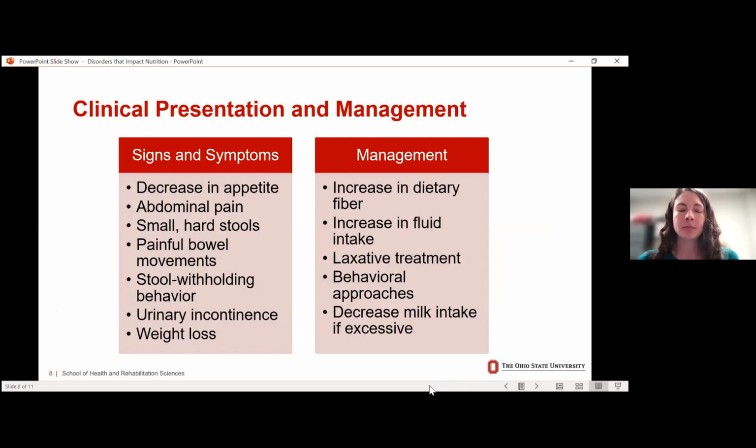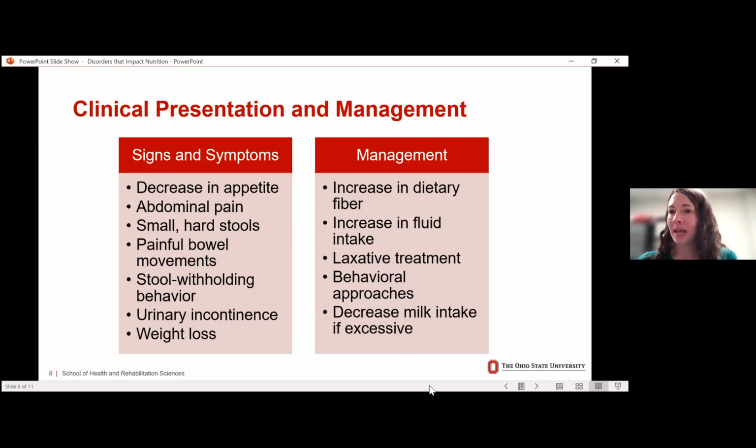Some of the signs and symptoms correspond back to that Rome 4 criteria. So small, dry, hard, sometimes painful bowel movements, so hard stools, stool withholding behavior. Sometimes people will report urinary incontinence, so the urine will start to leak because a lot of stool has built up in the GI tract, and that's pushing against the bladder.